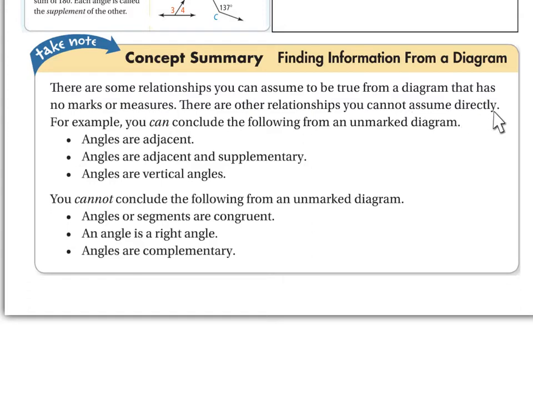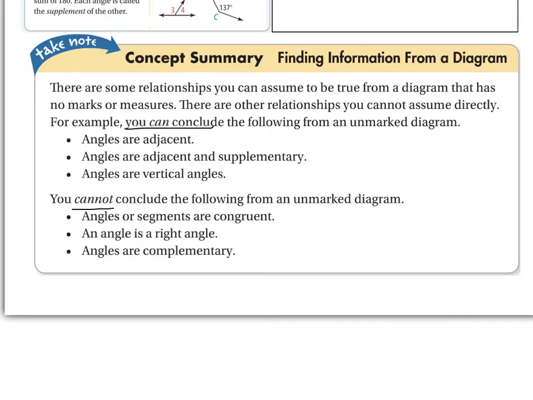There are other relationships you cannot assume directly. For example, you can assume, okay, so these are important, you can assume that angles are adjacent and supplementary, so they're right next to each other and they add up to 180 degrees. You can also assume that angles are vertical angles, okay?